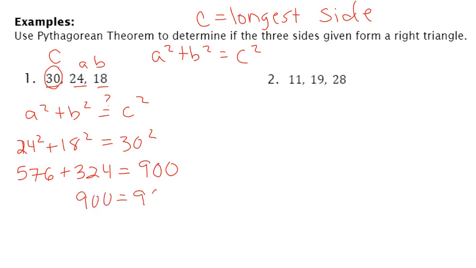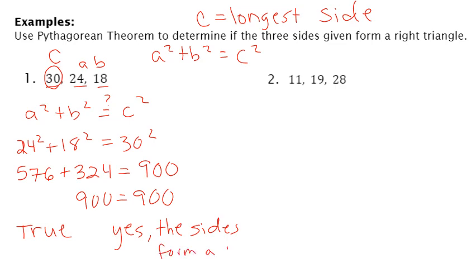Notice that there are no variables in my answer. These are just two values I'm comparing. I have that this is a true statement, so 900 does equal 900. Our answer would be yes, the sides form a right triangle. I'm going to put right triangle.